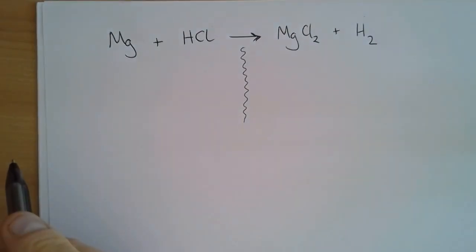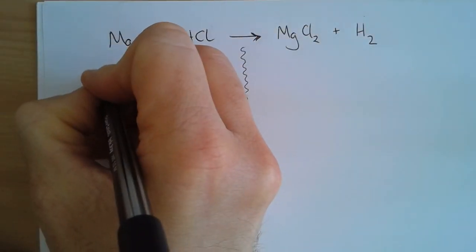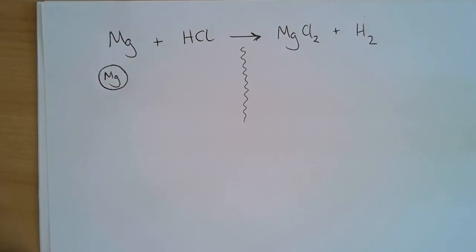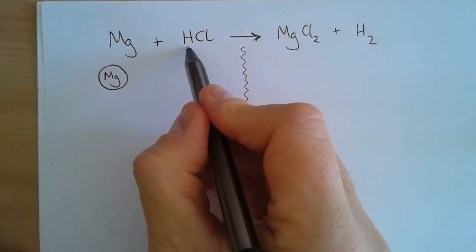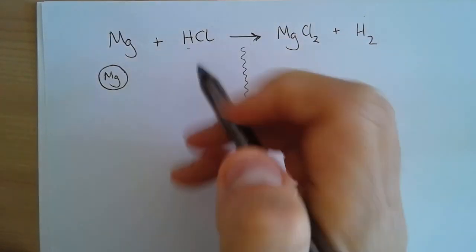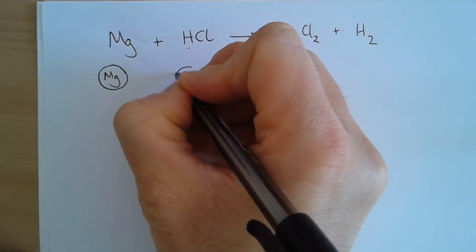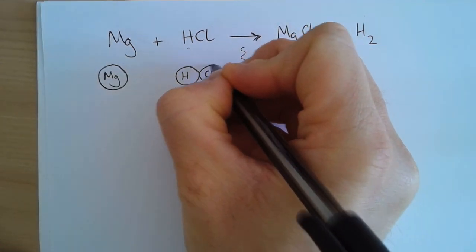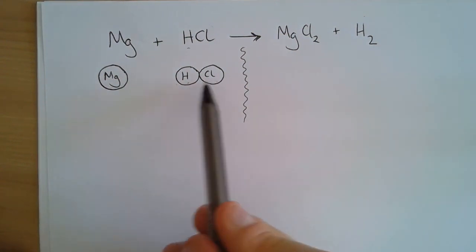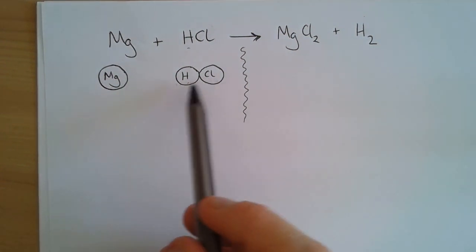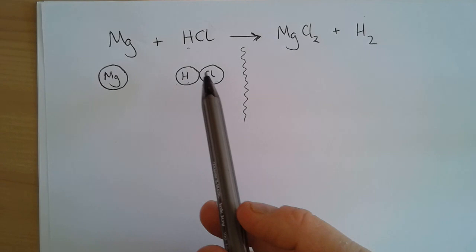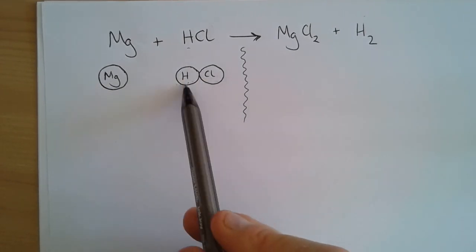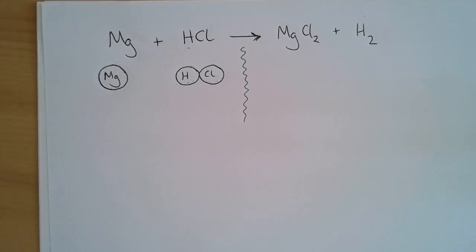So let's think about what we've actually got here. This represents a magnesium atom. So I'm just going to draw that as magnesium with a circle. And this represents a hydrochloric acid molecule, which is made up of a hydrogen atom bonded to a chlorine atom. And that's really important because hydrochloric acid comes as hydrogen bonded to chlorine. When I'm balancing my equation, I can't change anything about that. The hydrogen atom will always be bonded to the chlorine atom in a hydrochloric acid molecule.